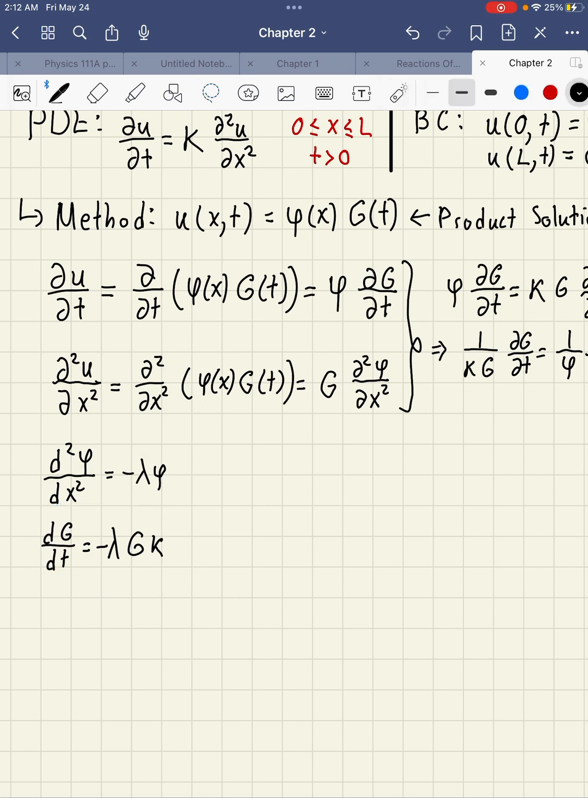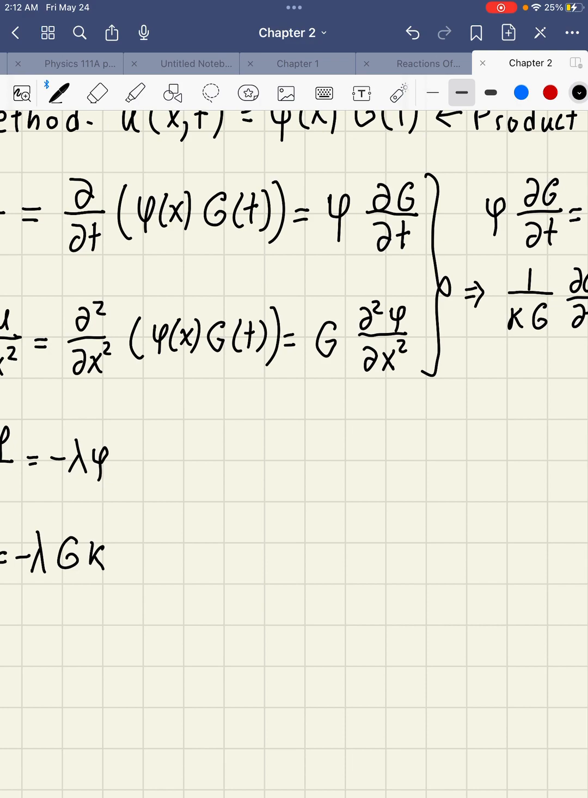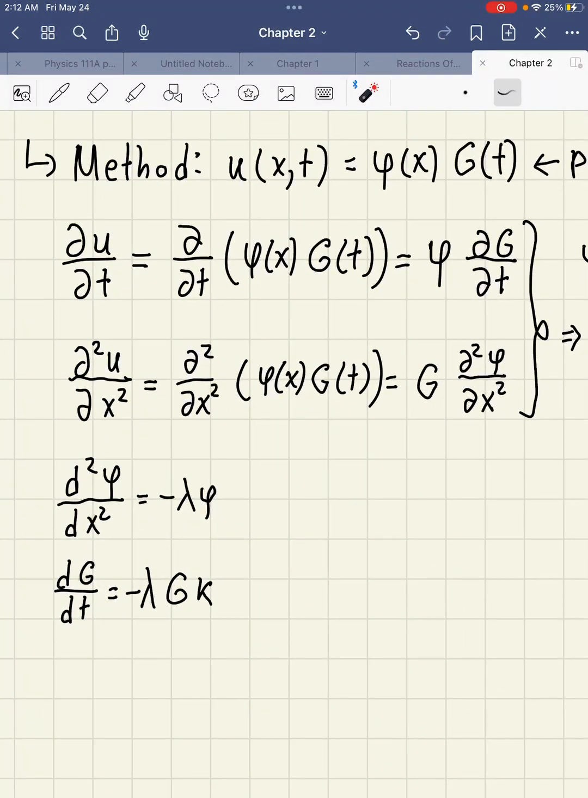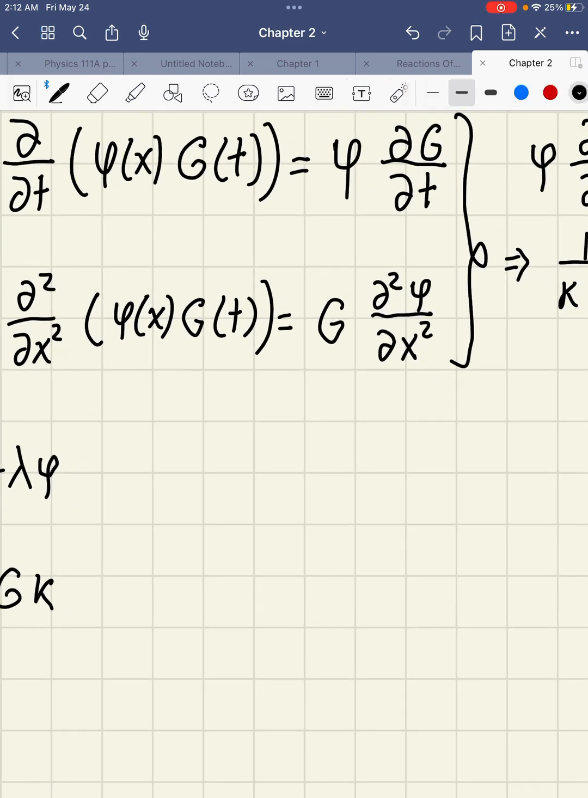Now my product solution must satisfy my boundary conditions. So I have to see how my boundary conditions will be satisfied. If you notice, my boundary conditions don't depend on time. They depend on x. So therefore, my boundary conditions here are going to be only for x. So I can rewrite my boundary conditions this way.